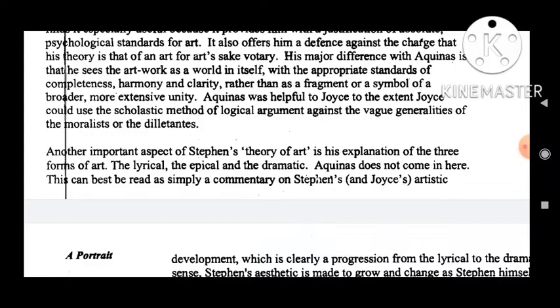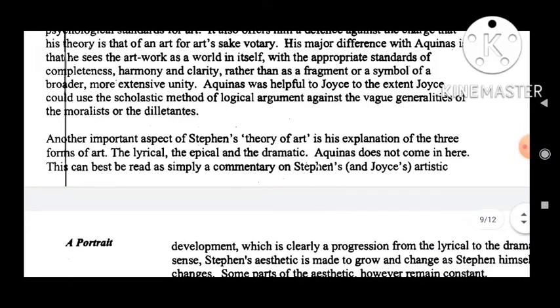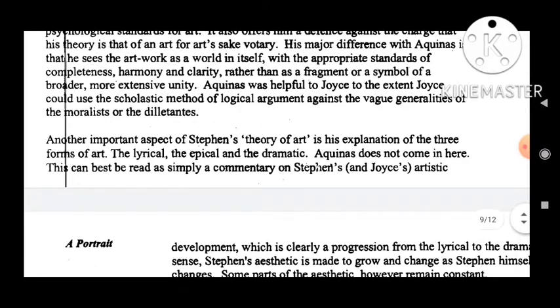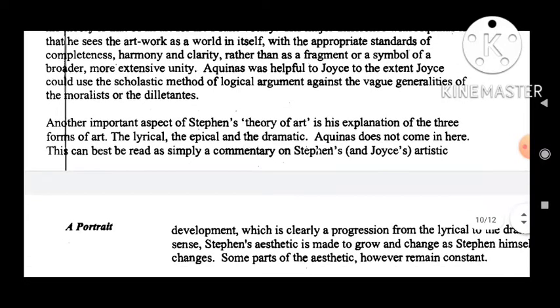with the appropriate standards of completeness, harmony and clarity, rather than as a fragment or a symbol of broader, more extensive unity. Aquinas was helpful to Joyce to the extent Joyce could use the scholastic method of logical argument against the vague generalities of the moralists or the dilettantes. Okay, so Aquinas was helpful to Joyce to the extent Joyce could use the scholastic method of logical argument.